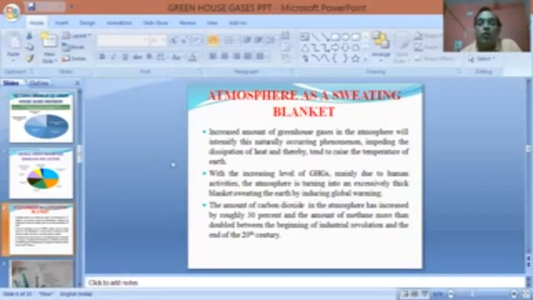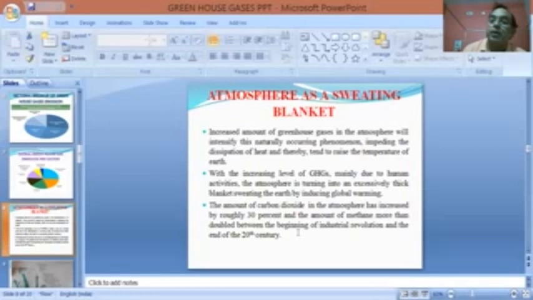So increased amounts of greenhouse gases in the atmosphere will intensify naturally occurring phenomena. So I have dealt with this. Let us see the 30% increase and the methane. What happens is that in the post-industrial revolution, the amount of carbon dioxide in the atmosphere has increased by roughly 30%, a big increase. The amount of methane has doubled in the atmosphere by the end of the 20th century, beginning from the industrial revolution. So this is a very anxious sign. It causes anxiety. It is a sign of great concern.